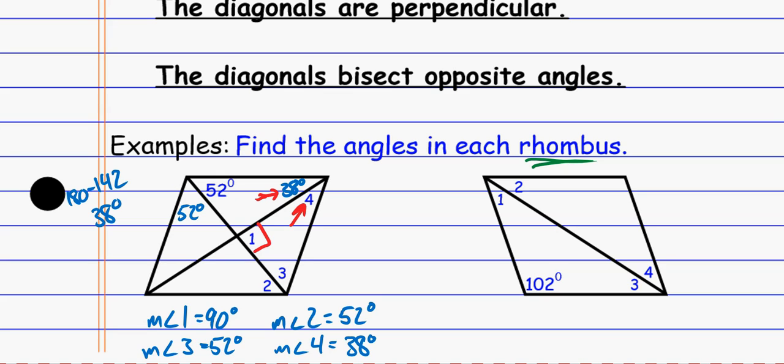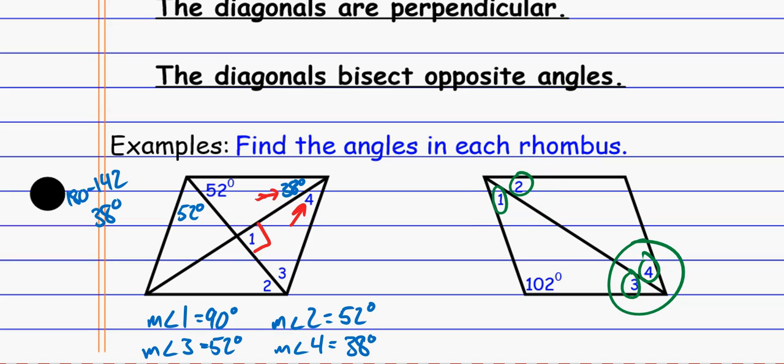Notice I only have one of the diagonals drawn. But the diagonals bisect the opposite angles, which means all four of the angles that I see here, this angle and this angle have to be the same. This angle and this angle have to be the same. And because they're across from each other in a parallelogram, the angles over here have to be the same as the angles over here. So really, all four of these angles are the same.